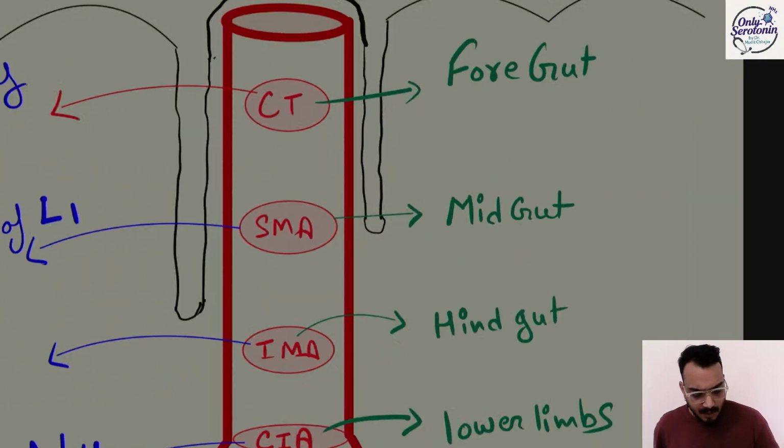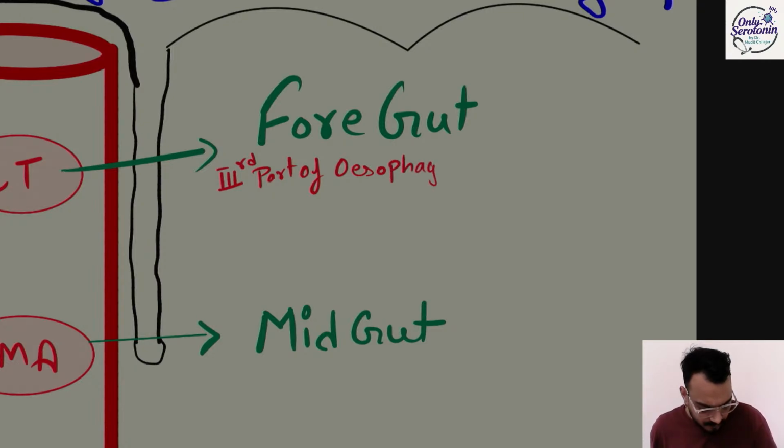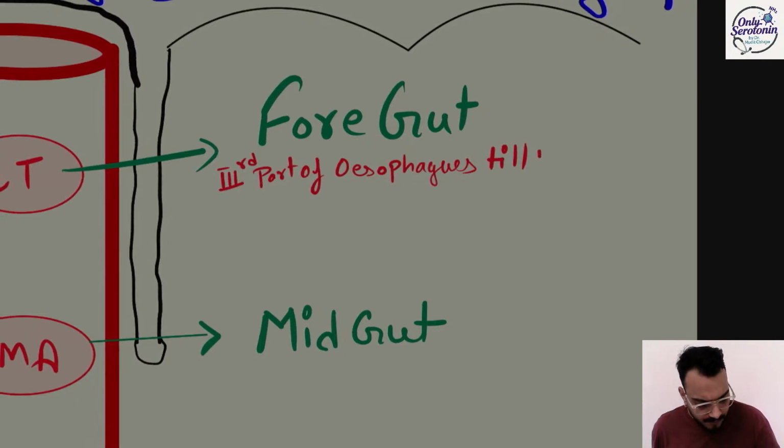Done, guys? Now, what is the foregut? Your foregut starts from the esophagus. No, not the esophagus. The foregut starts from the third part of your esophagus till the ampulla of Vater. We have already discussed what the ampulla of Vater is, right?